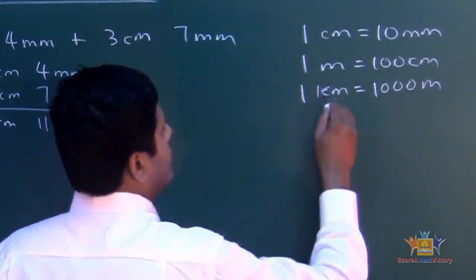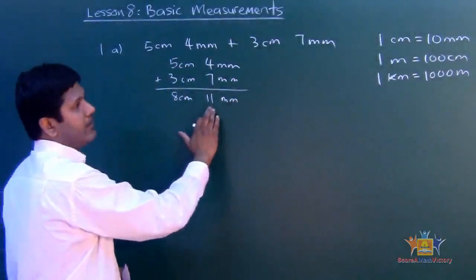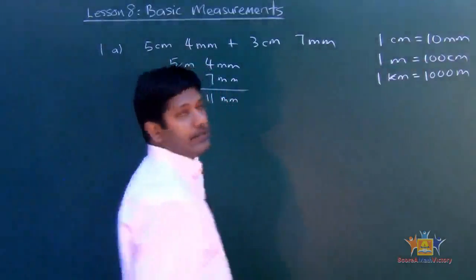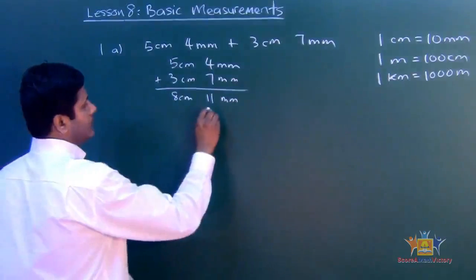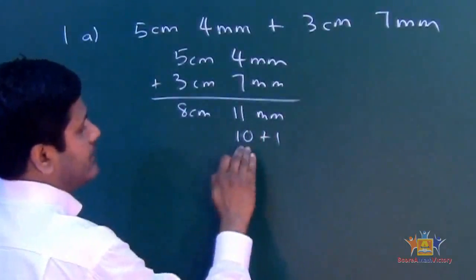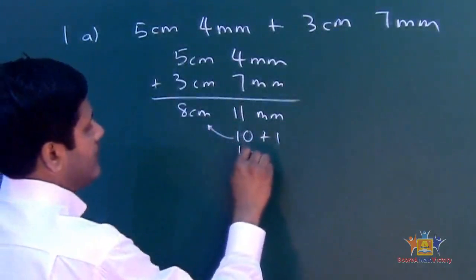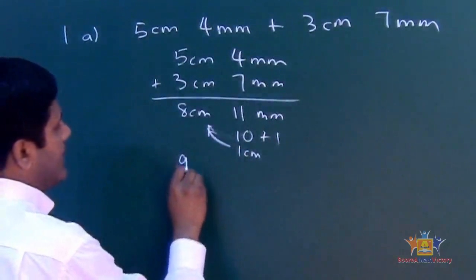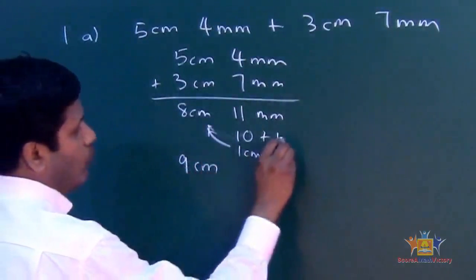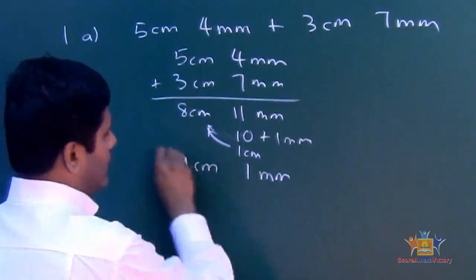All right, so we know what the problem is here. What's the thing that makes it look uncomfortable? The 11, because it's already past 10. So we know this will be 10 plus 1. That means this is 1 centimeter. I can add that 1 centimeter to the 8. So that makes it 9 centimeters and 1 millimeter. So this should be your final answer.